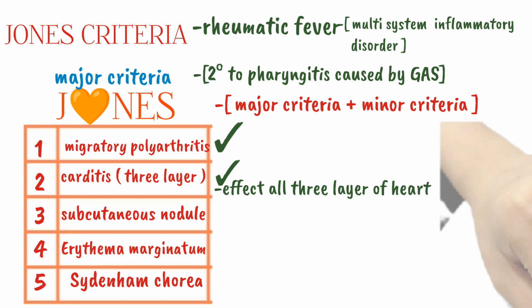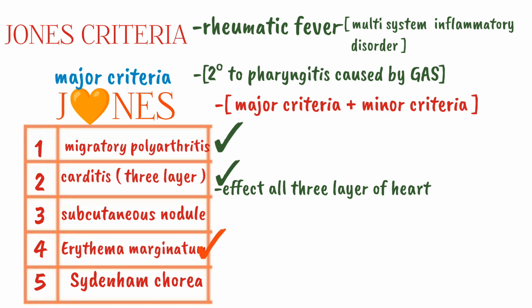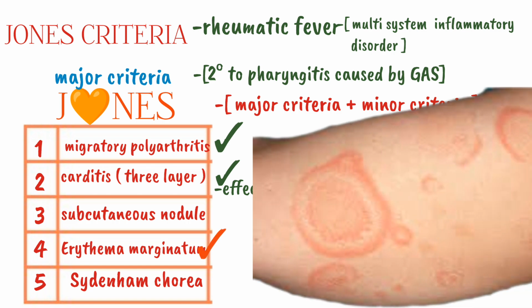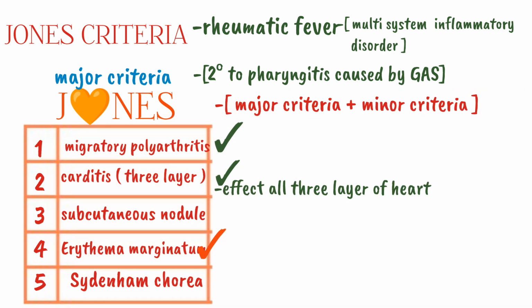The third one is subcutaneous nodule. You guys can see the subcutaneous nodule here. It is a painless nodule which lies subcutaneously. The fourth one is a skin rash. The skin rash of rheumatic fever is called erythema marginatum. You guys can see the erythema marginatum in this image. It is a pink or red non-itchy rash with sharply defined border with pale center, and it is usually present on trunk and limb. Last one is the Sydenham chorea.